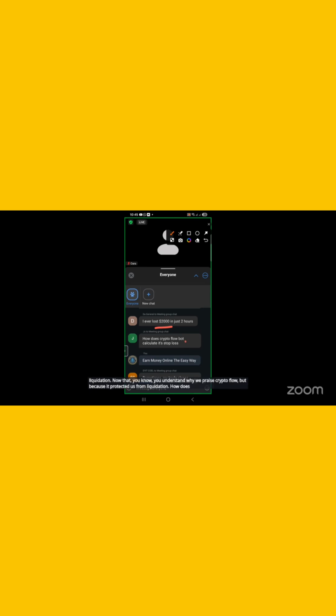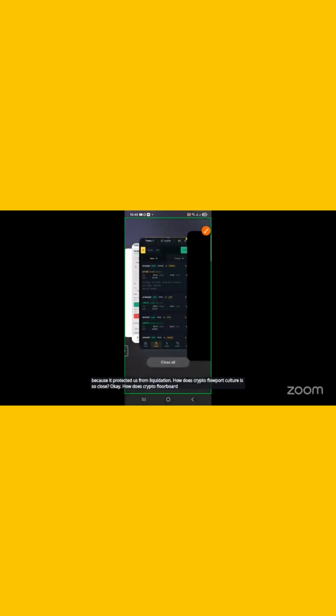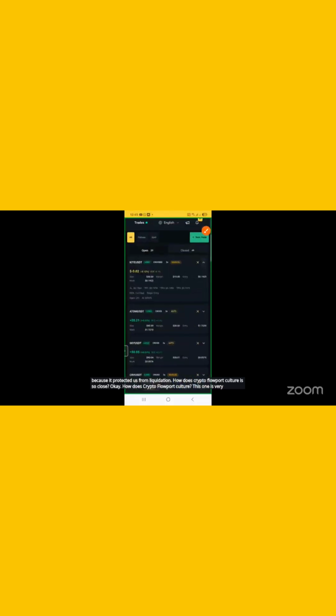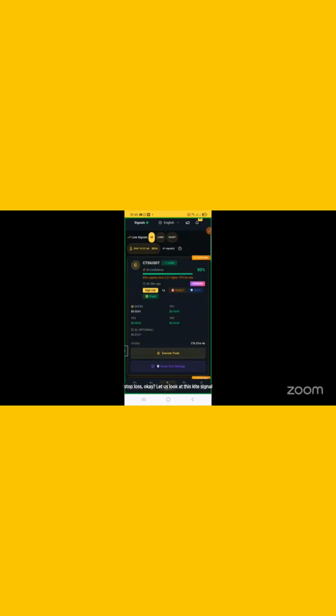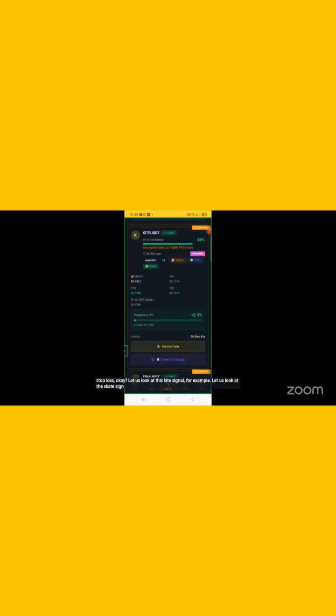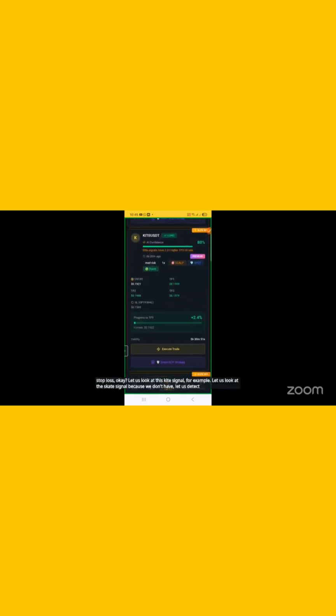How does Crypto Flowbot calculate its stop loss? This one is very interested in how Crypto Flowbot calculates its stop loss. Okay. Let us look at this Kite signal, for example. Let us take this screenshot so that we don't lose this.